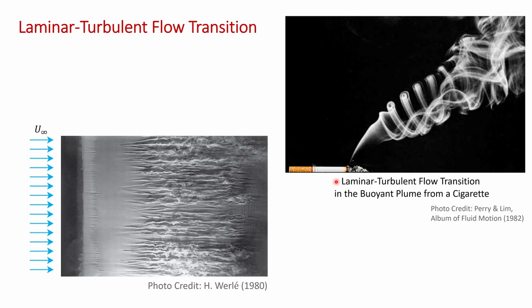As a side note, you may have observed a similar type of flow transition in everyday life. This is a buoyant plume from a cigarette. Here, of course, the flow is caused by the rising hot air off the ember. Like boundary layer flow, you can see the initial laminar plume, followed by a beautiful periodic wavy region, which eventually bursts into full turbulence. This involves much of the same physics as transition in a boundary layer.